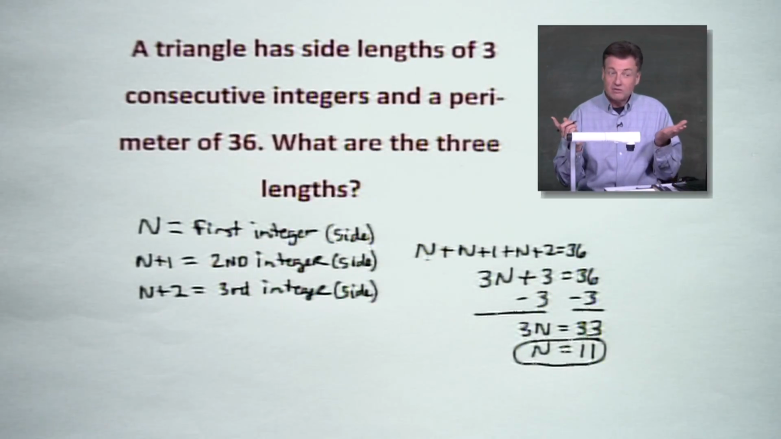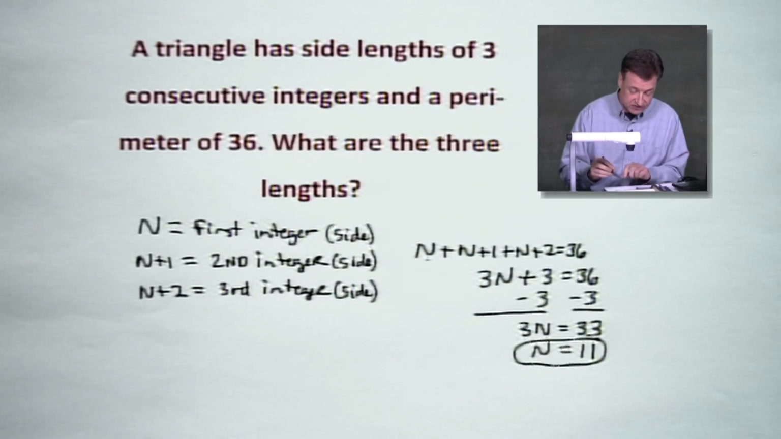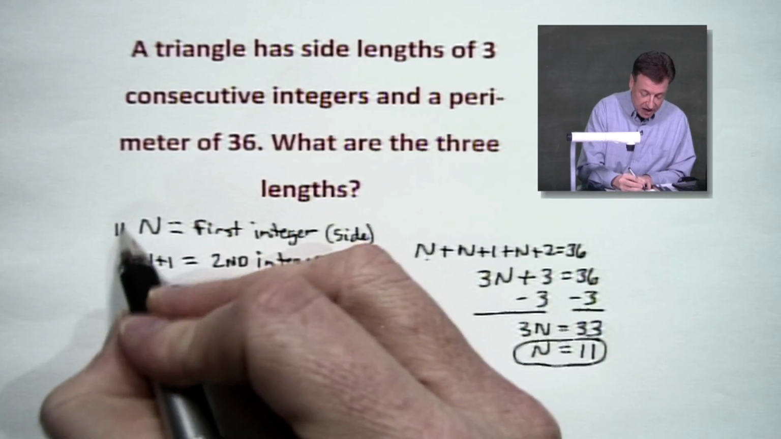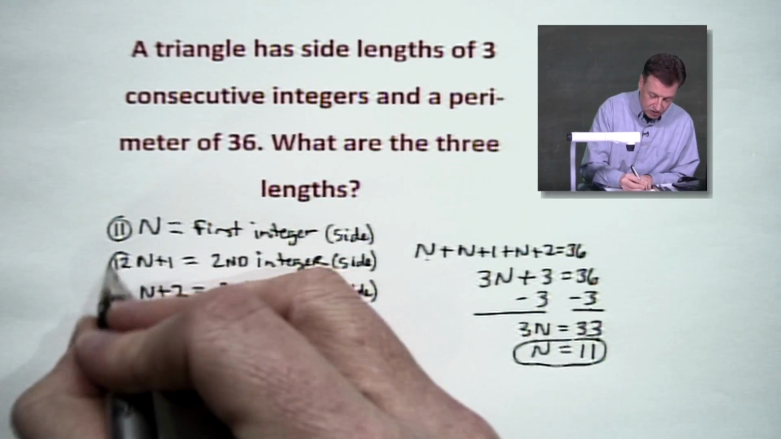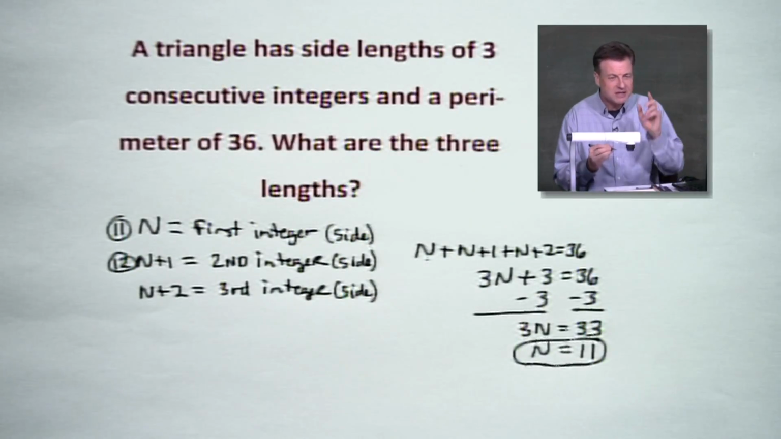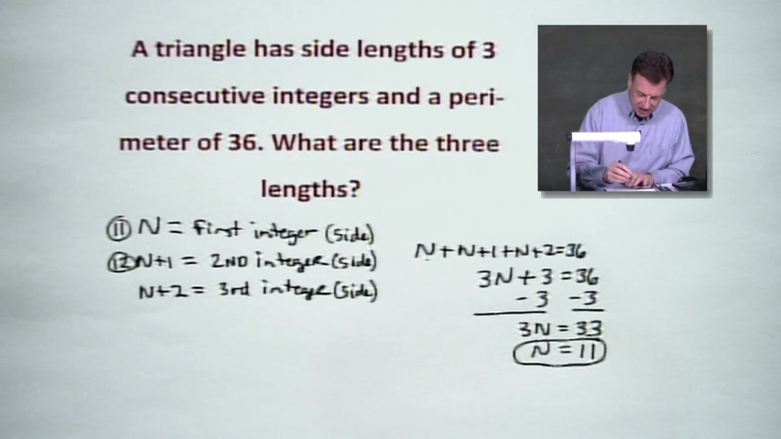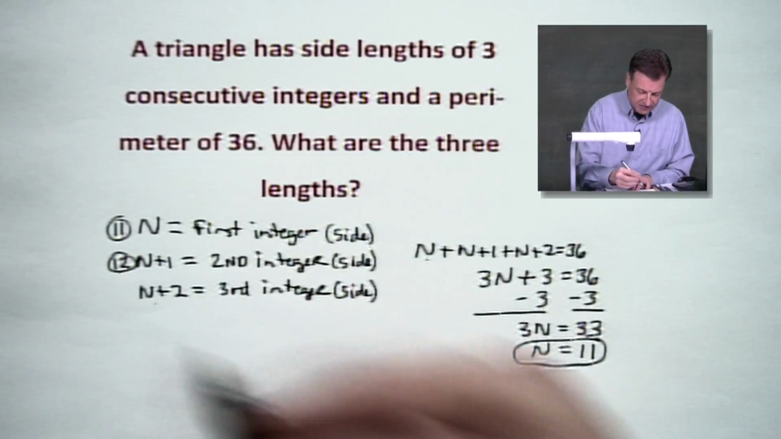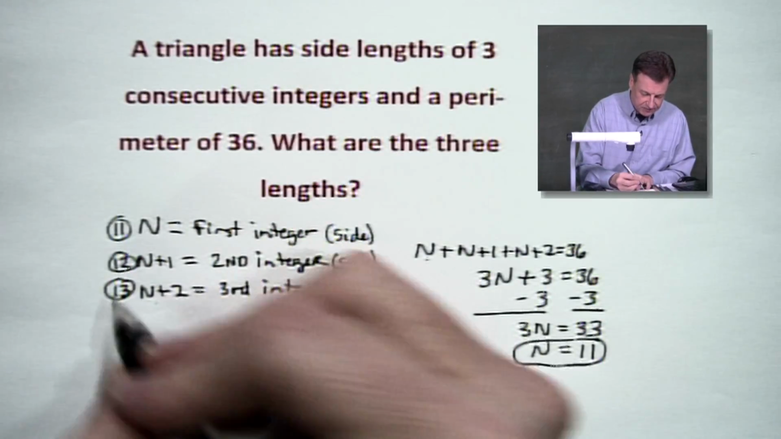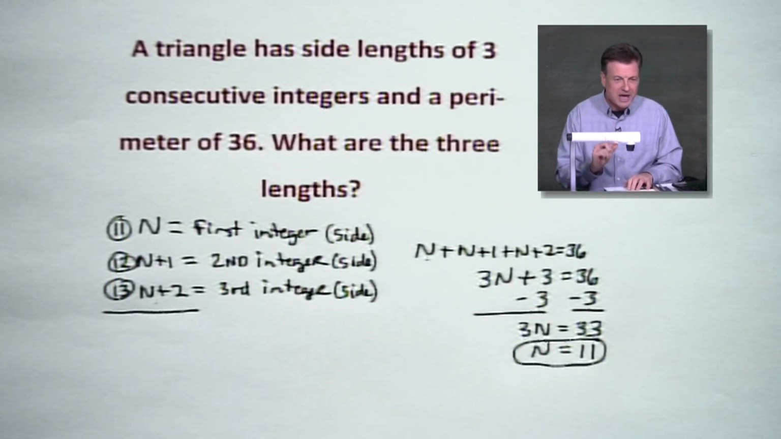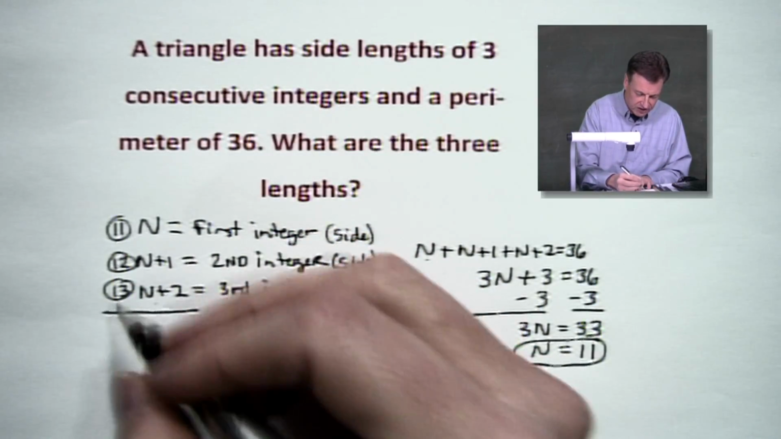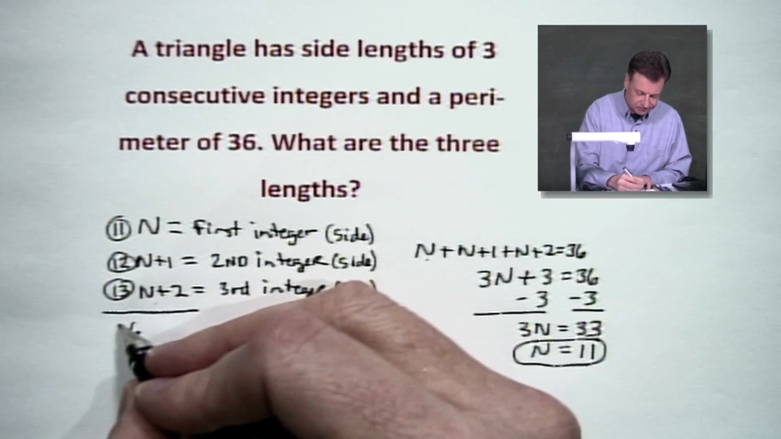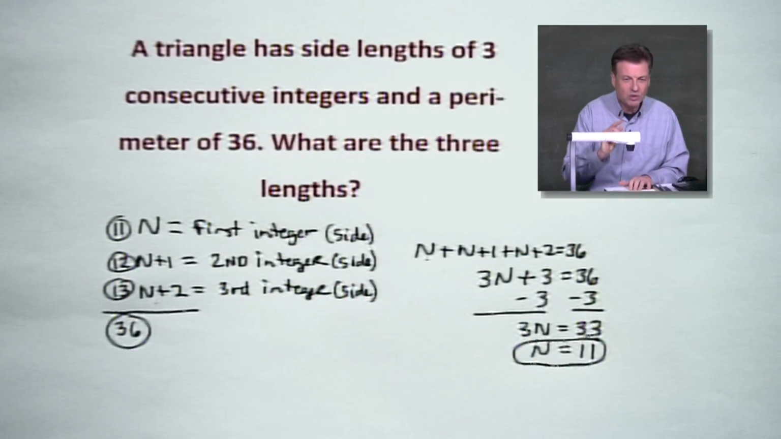Good answer? Well, it's an answer. Let's check and see if it's good. First of all, let's put an 11 here for n. Let's put 12 here for n plus 1. Why did I do that? Because 11 plus 1 is 12. And let's add 2 to that 11, and that gives us 13. Let's check: do they add up to 36? Folks, they really do. 1, 2, 3 gives us a 6. 1, 1, 1, 36. We are good to go.